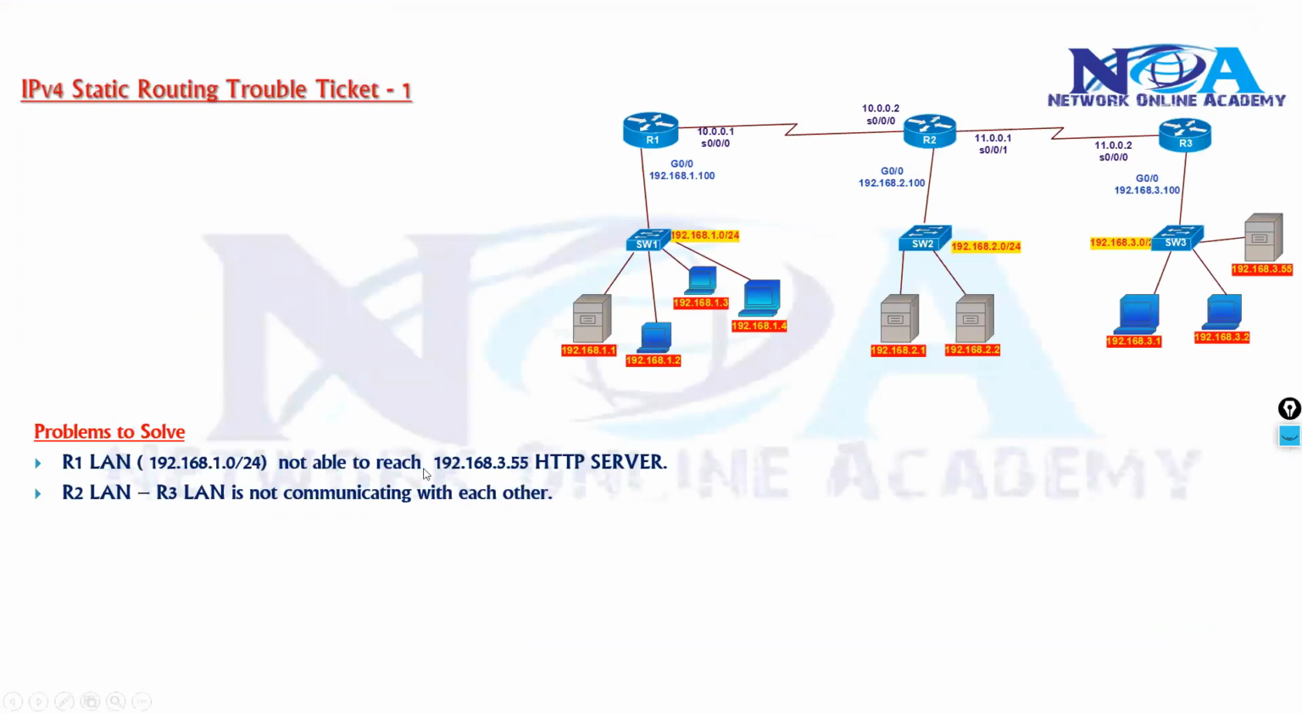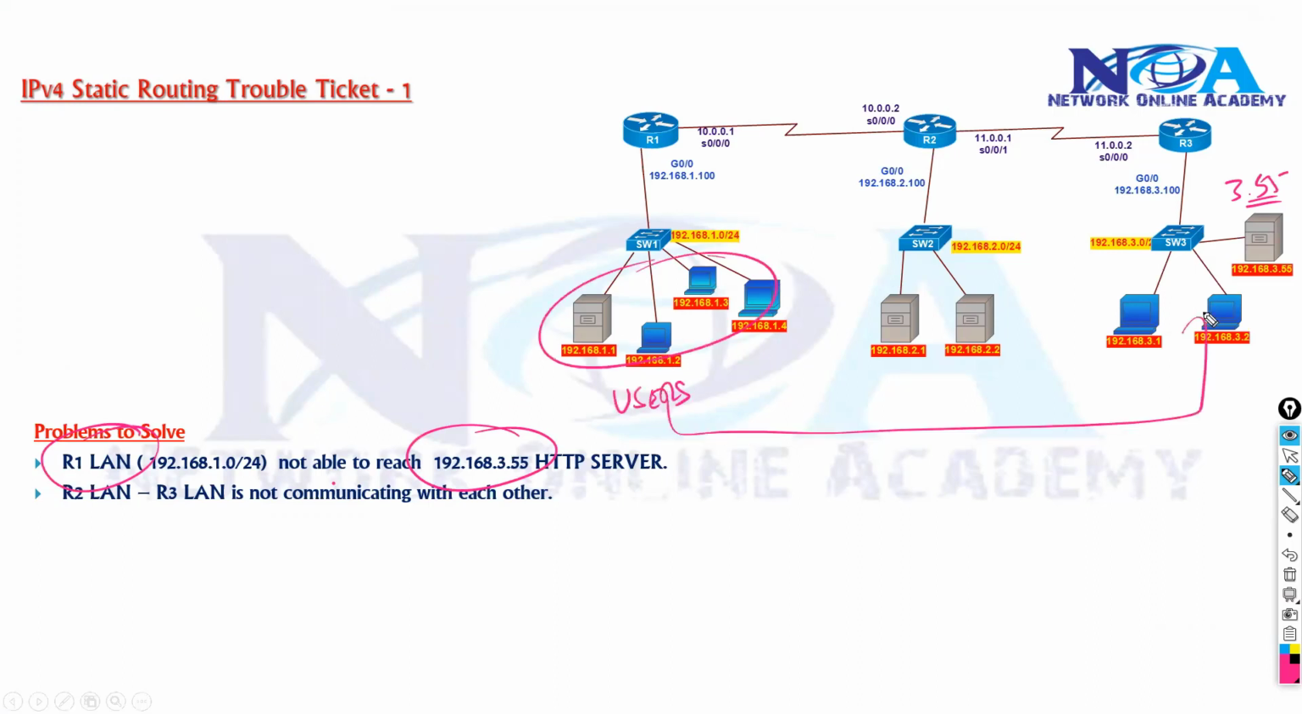So the problems we need to solve is the router 1 LAN. So if you just assume here the router 1 LAN is not able to communicate with the router 3 here. So on the router 3 there is something called 3.55. Assume that is an FTP or HTTP server. The user sitting on the router 1 LAN complains that they are not able to access that particular HTTP server. So our job is to figure out and fix it.